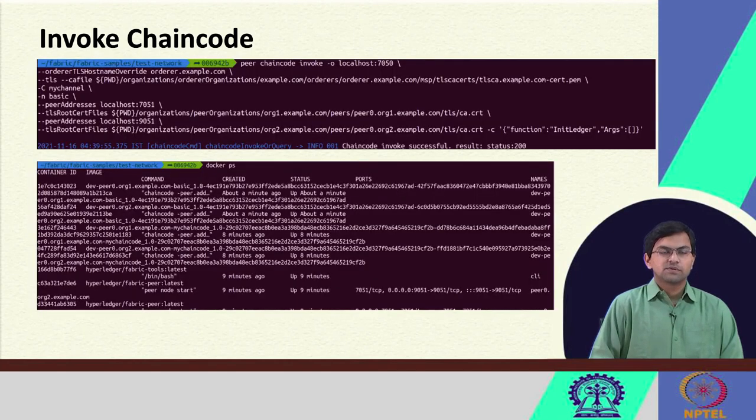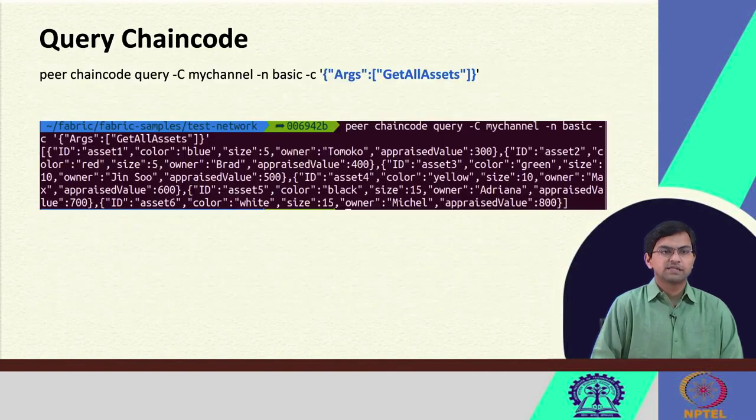After the chain code invocation is successful, so we executed the InitLedger function for this chain code, and we saw that it outputted chain code invocation successful. So we will be using query chain code to view the results. For querying chain code, the command is even simpler. So peer chain code query, then selecting the channel, mychannel, and the name of the chain code. This will be changed to whatever chain code name you are using to deploy it, and then the function that you want to query. Here we are using GetAllAssets.